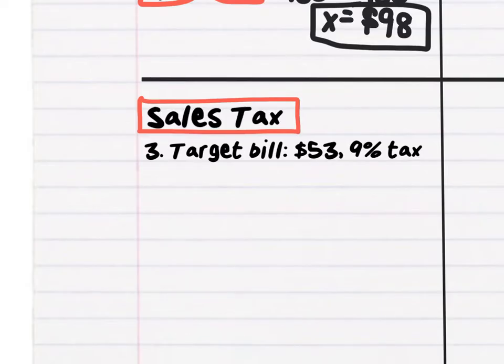Okay, and now we're going to do the third box, which is sales tax. So for this example, I put a target bill that's $53 with a 9% sales tax. The 53, typically it's not going to come out evenly on your bill. It's going to have dimes and pennies. So for now, let's just pretend like it's $53 even, just to make it simple.